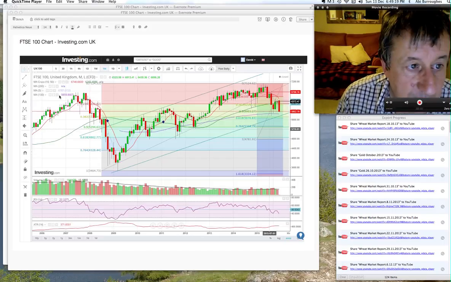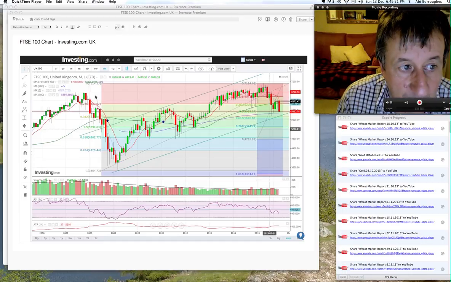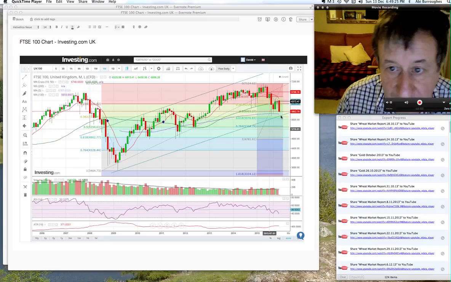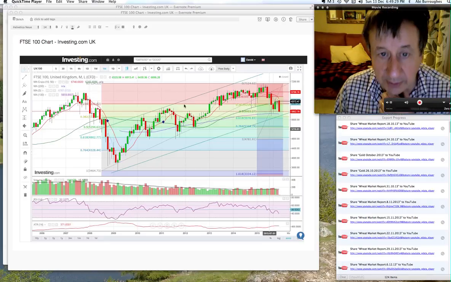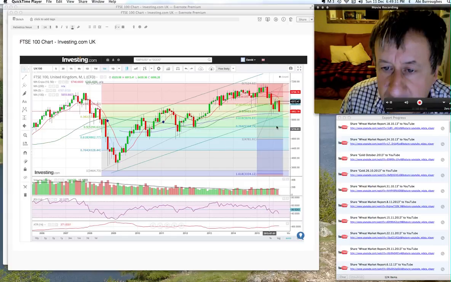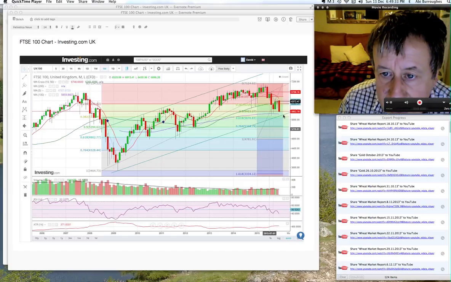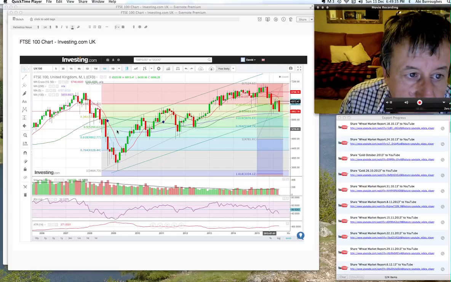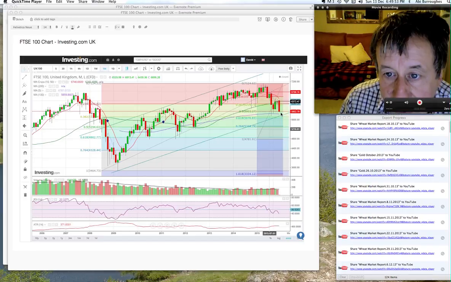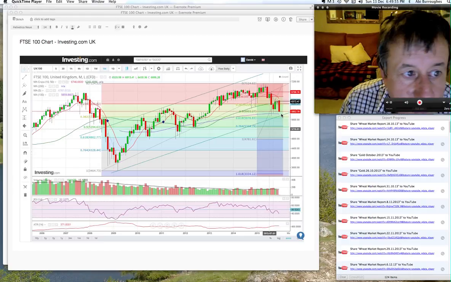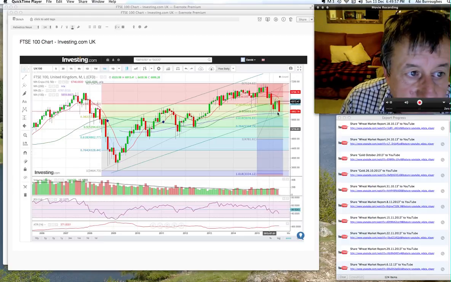This is the 100 monthly moving average, and that comes in at 5,859. We've also got, sorry, an upward sloping trend line that comes in around that number. If you put a Fibonacci retracement, obviously everything's coming around this 5,700 mark.